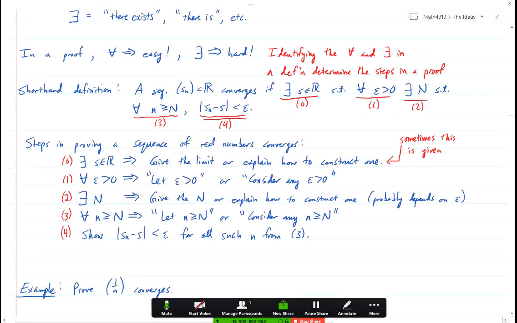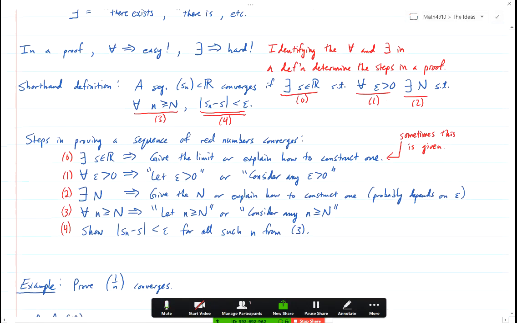So just again, writing this out more top down, when we're proving a sequence of real numbers converges, the sometimes optional step is step 0. We have to show that there exists a real number S. And you have to say, how do I show something exists? Well, if it's given to me, I don't have to show anything, right? So then I'd skip this step.